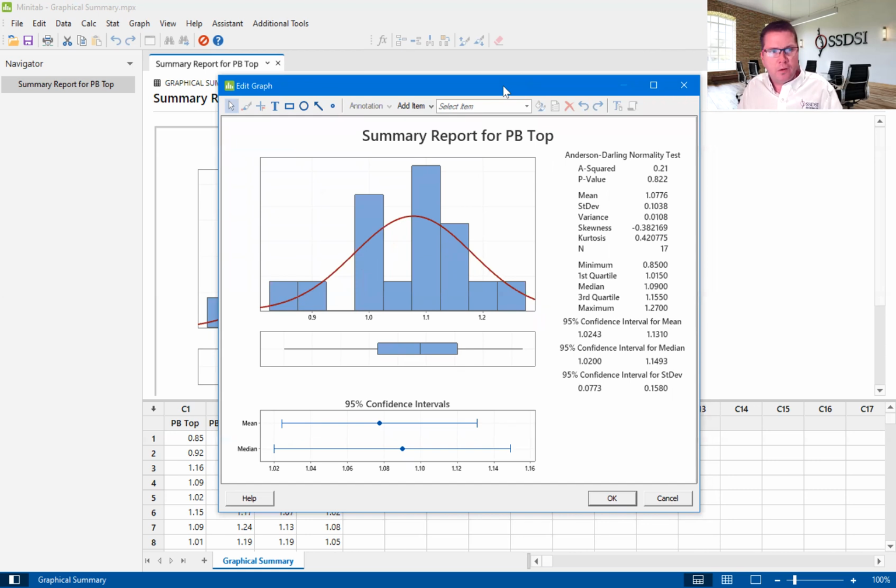Well, that is our brief introduction into the graphical summary in Minitab version 20.